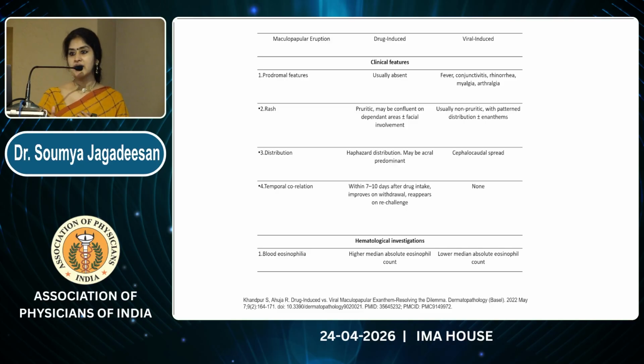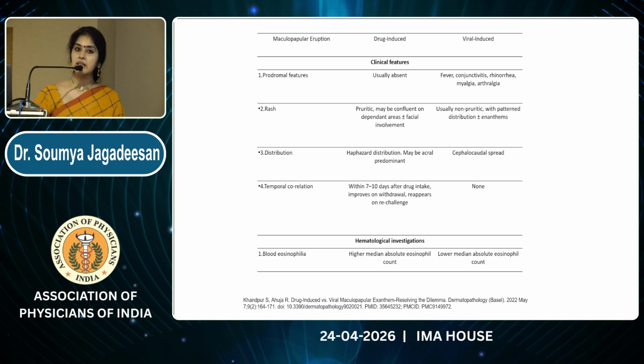And of course, the temporal correlation. In viral, you don't see any correlation with the drug as such, but in the drug, yes, of course, you see it after 7 to 10 days of intake or even earlier, and it improves on withdrawal. And when you give the drug again, that is when you re-challenge, there can be recurrence of the rash.